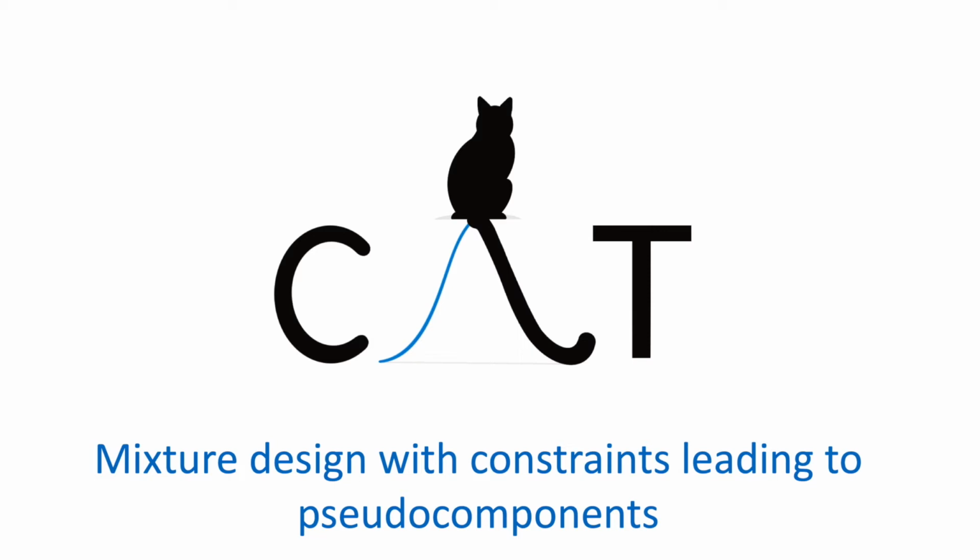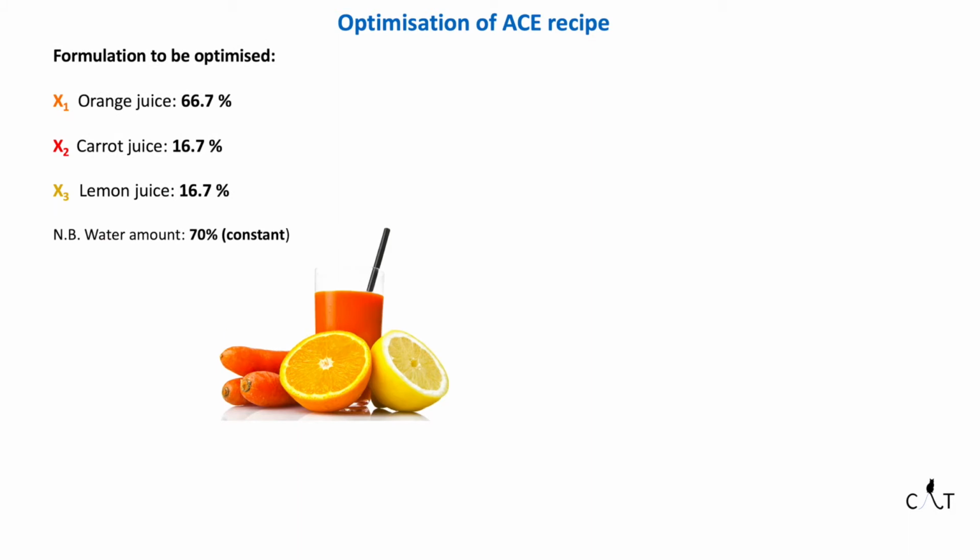Hi everyone! In this video, we will learn how to compute a mixture design with constraints leading to pseudocomponents with our software kit. Let's start off with this example, an optimization of an ACE fruit juice recipe. This is a commercial formulation to be optimized.